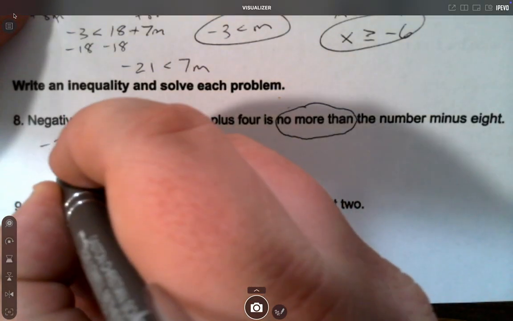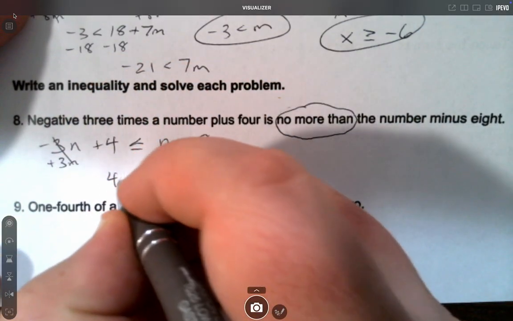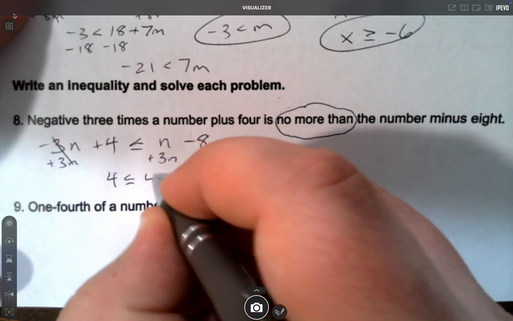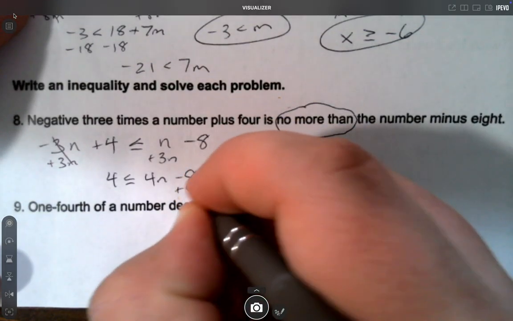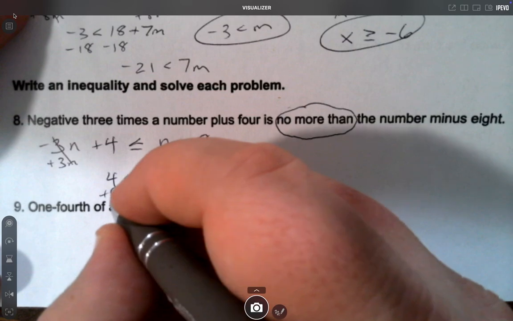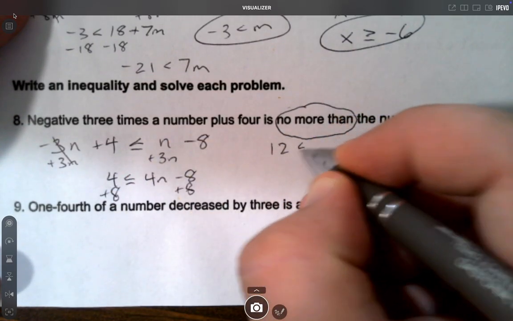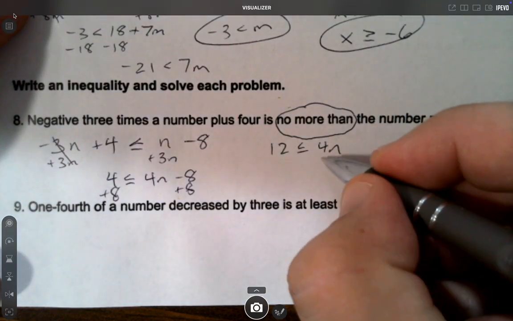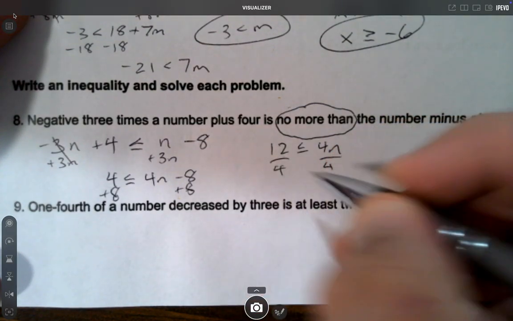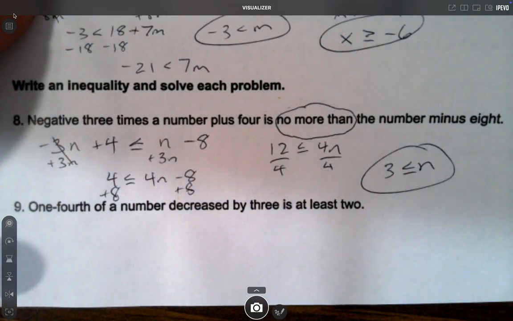So I'm going to choose to add 3n to both sides. We get 4 is less than or equal to 4n minus 8. Then I will add 8 to both sides. 12 is less than or equal to 4n. Then we divide both sides by 4. And we get 3 is less than or equal to n.